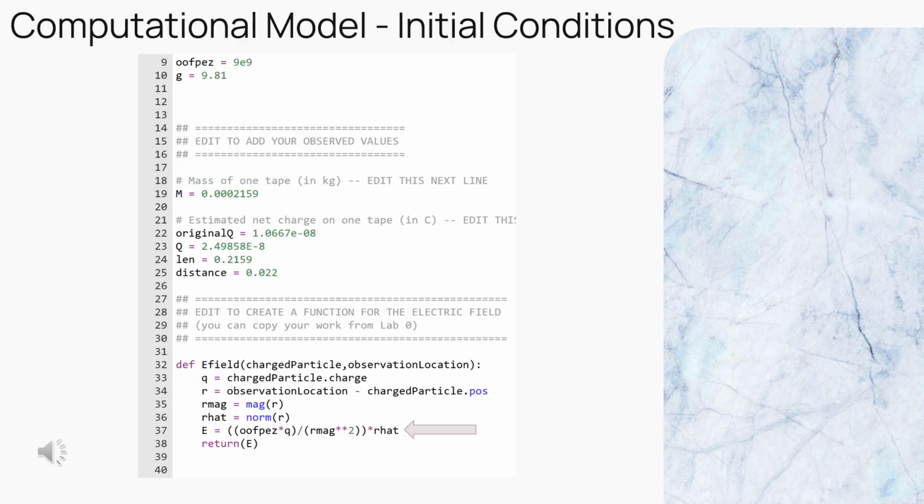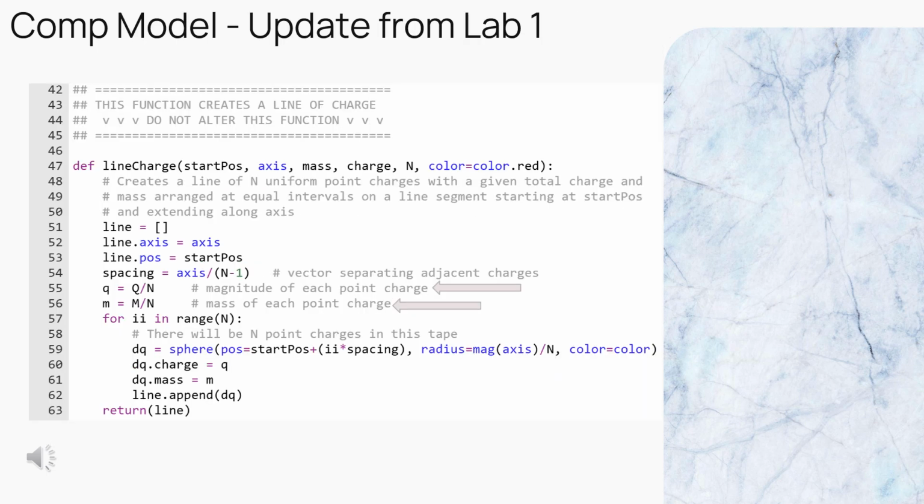For the GlowScript model, these are the initial conditions that were set up, and the most important part of this is the equation for the electric field, which is shown with the arrow. The model was updated from Lab 1, where the arrows are, so it has the magnitude of each point charge and the mass of each point charge, because we're doing multiple point charges.